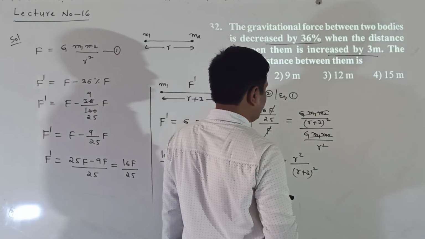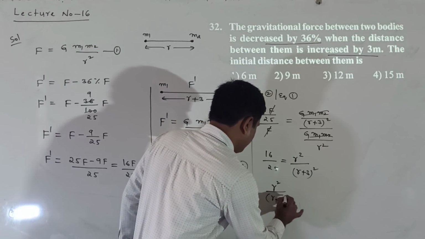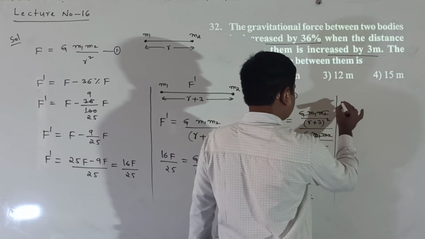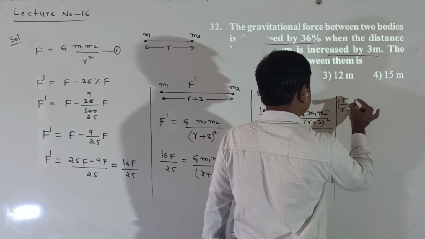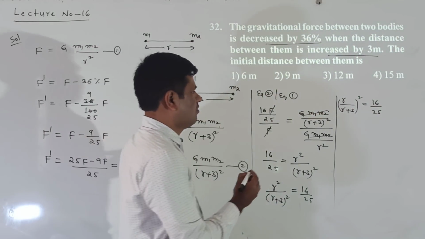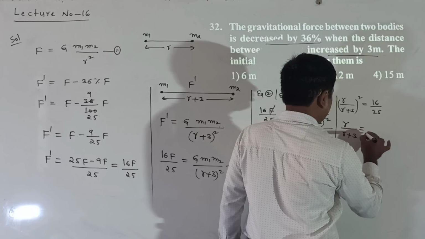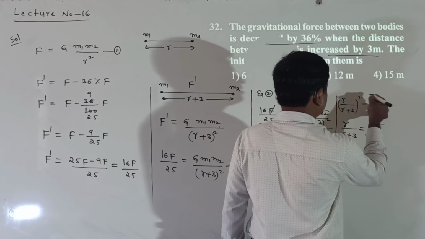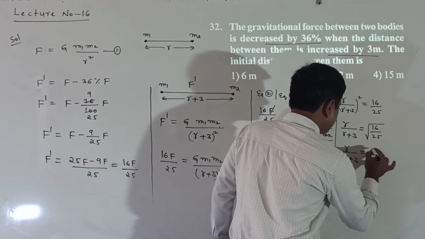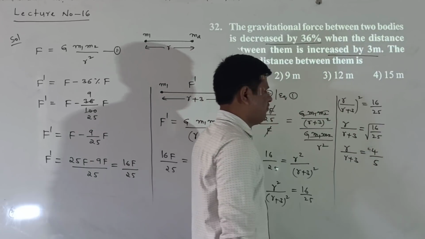From this we require the r value. So r²/(r plus 3)² is equal to 16/25. I am writing it like this: (r/(r plus 3))² is equal to 16/25. Now taking the square root, r/(r plus 3) is equal to the square root of 16/25. Square root of 16 is 4, square root of 25 is 5, so r/(r plus 3) is equal to 4/5.